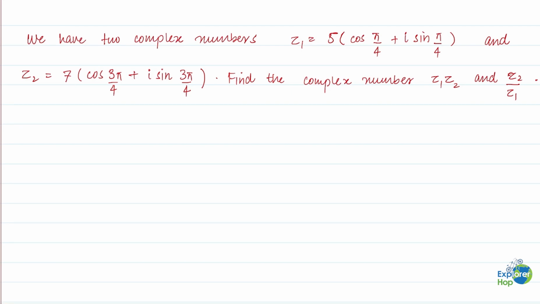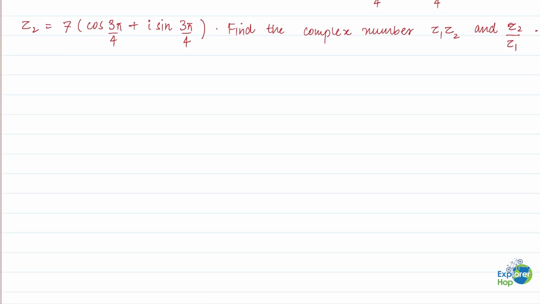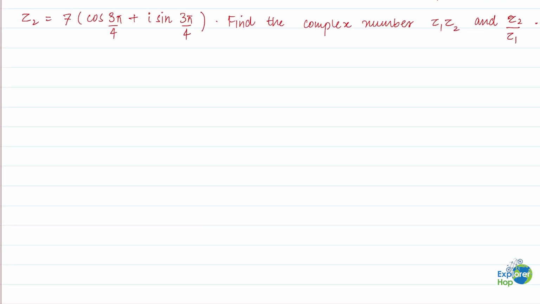In today's worked example, we'll be going through the multiplication and the division of two complex numbers using their polar form. So first, just a small review: for a complex number of the form z equals r (cos theta plus i sin theta), the modulus of the complex number is always r, and the argument of the complex number is always theta.